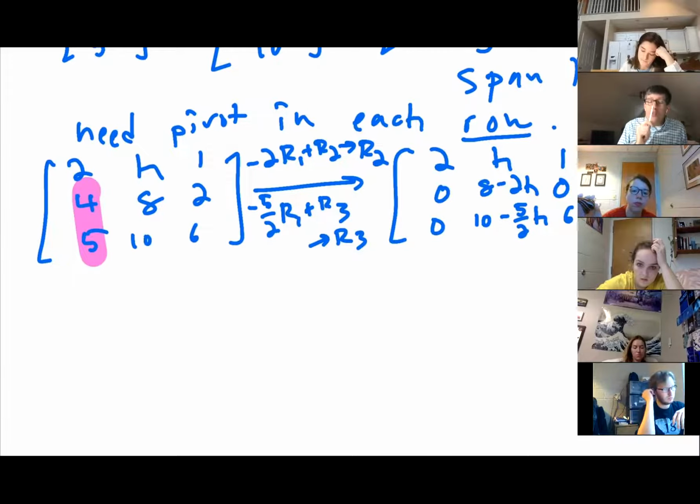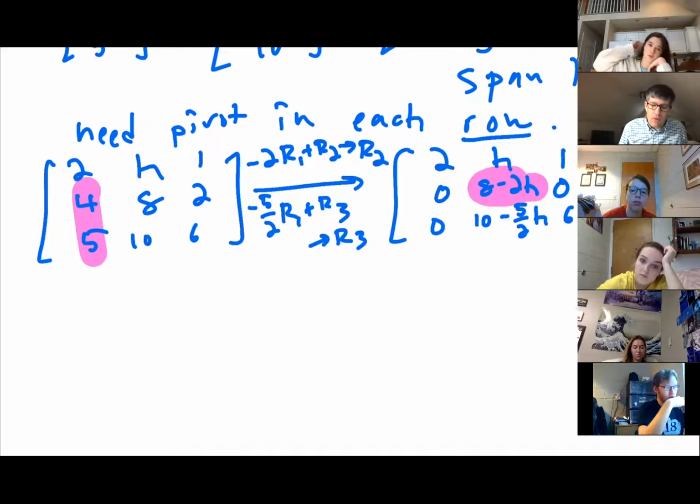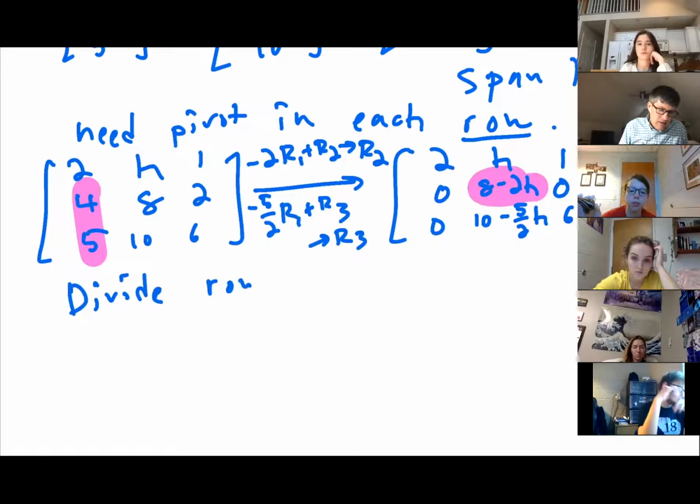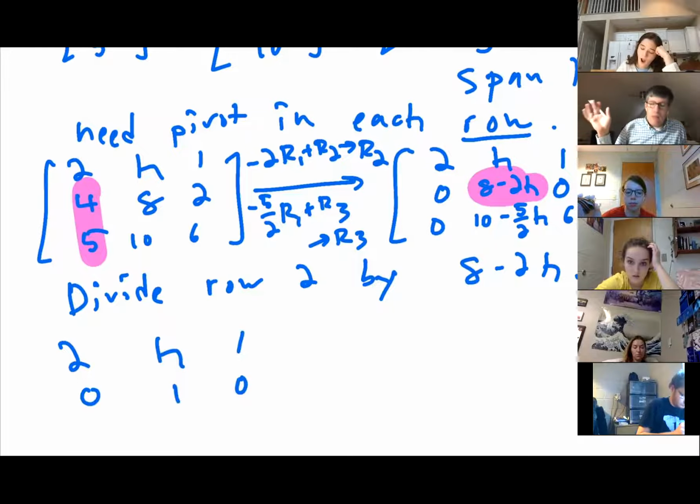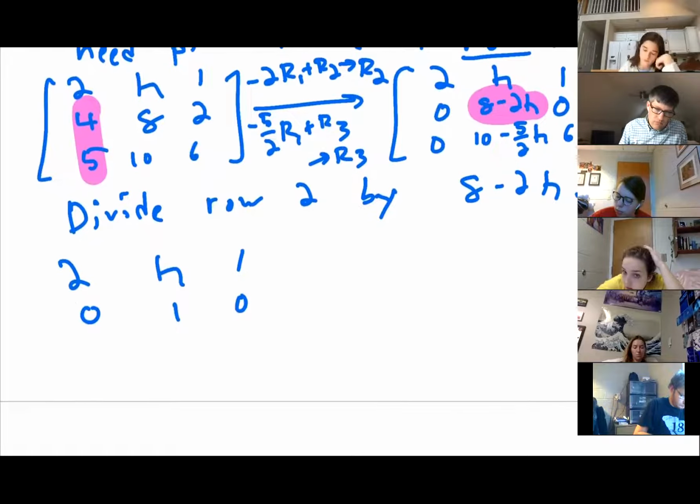I will say, what I want to do is get a pivot in the second row and use it to get a pivot in the third row. Do you know what I mean? So I really should be thinking about that. I'm going to try to get a pivot right here. How could I get a pivot right there? I'm going to divide row 2 by 8 minus 2h. And when I do that, I get a 1, 0, 1, 0, and so on. I guess that's the whole thing.